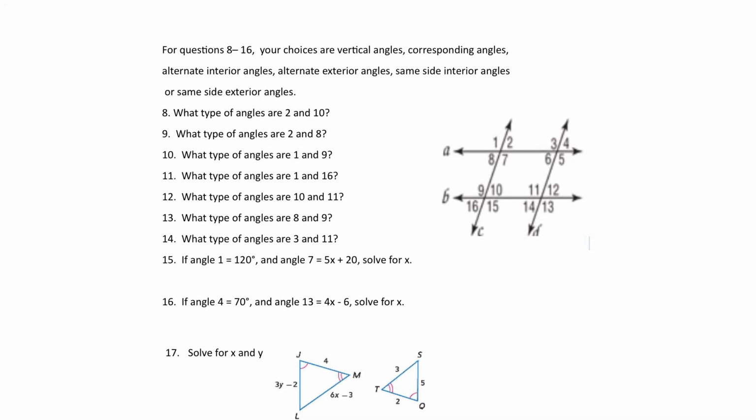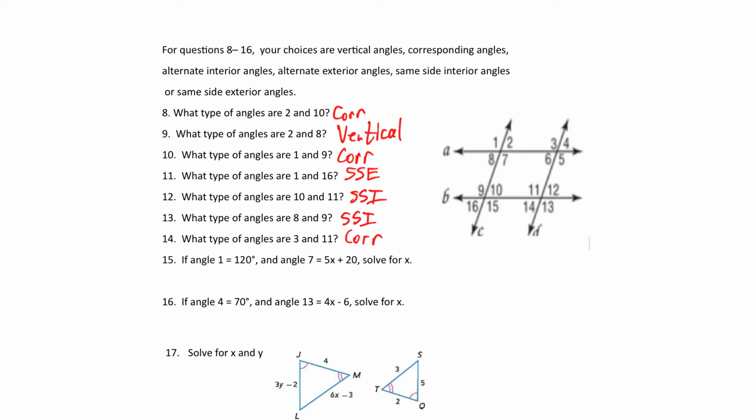Okay, number 8. What type of angle are 2 and 10? Corresponding. What are 2 and 8? Vertical. What are 1 and 9? Corresponding. What are 1 and 16? Same side exterior. 10 and 11? Same side interior. 8 and 9? Same side interior. Then 3 and 11? Corresponding.